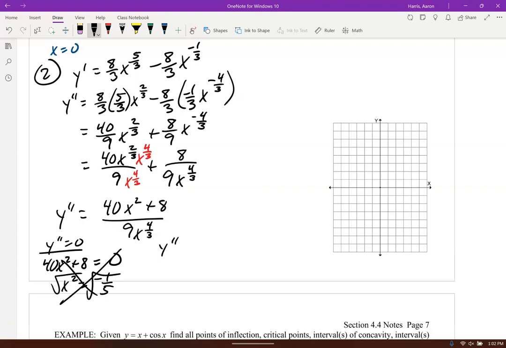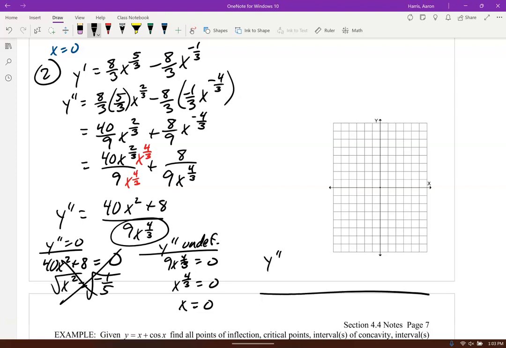Whereas y double prime undefined, my other potential inflection number, well, wherever this 9x to the 4/3 is 0, we have an issue. Well, that would be divide by 9, take both sides to the 3/4. So x would just be 0, which would be my y double prime number to test. And now I'm going to plug in like -1 into my y double prime right here.